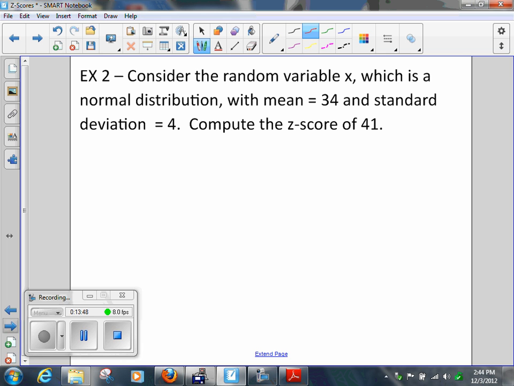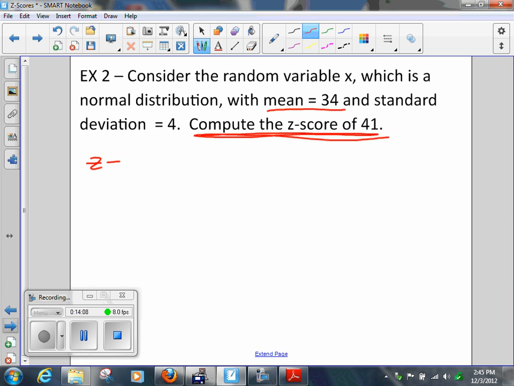It says consider the random variable x, which is a normal distribution with mean equal to 34 and standard deviation of 4. Compute the z-score of 41. Okay? So, it's telling you what to do. There is no thought to this. You have to find the z-score.